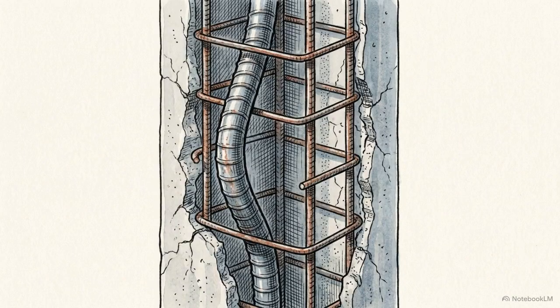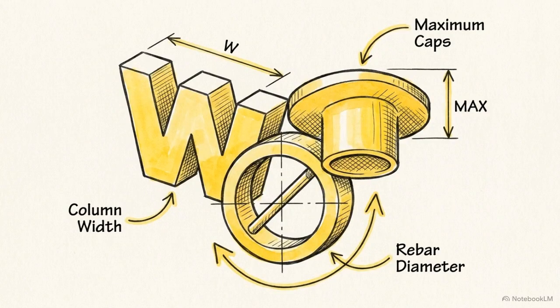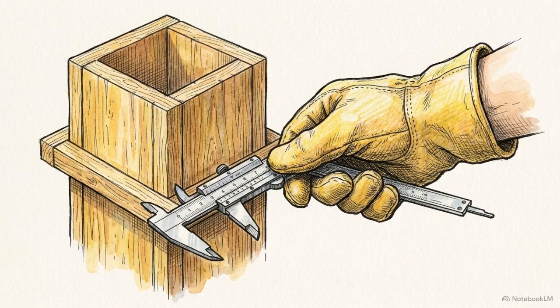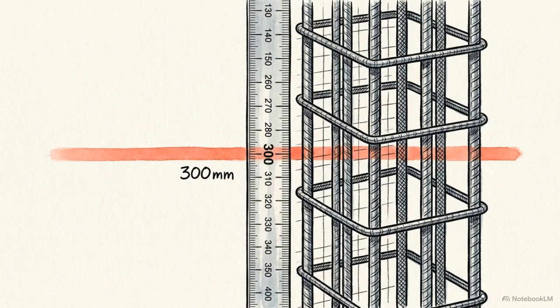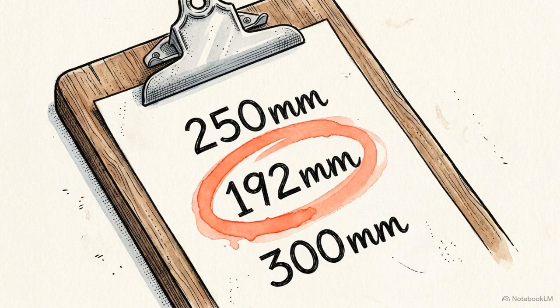Columns require a different spacing geometry to prevent the main vertical bars from buckling outward. The spacing limit for column lateral ties relies on the rule LLD 16 phi 300. To apply this limit, the inspector calculates the least lateral dimension of the column, calculates 16 times the diameter of the smallest longitudinal bar, and considers the absolute maximum cap of 300 millimeters. The tightest or smallest of those three resulting numbers is the legal limit.